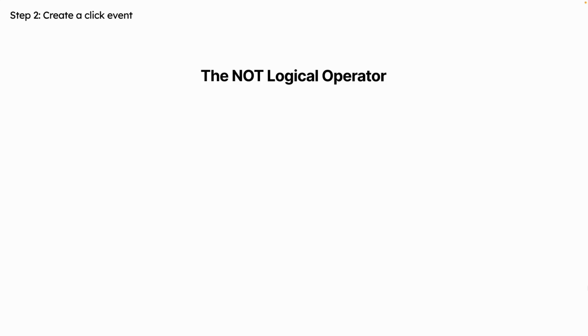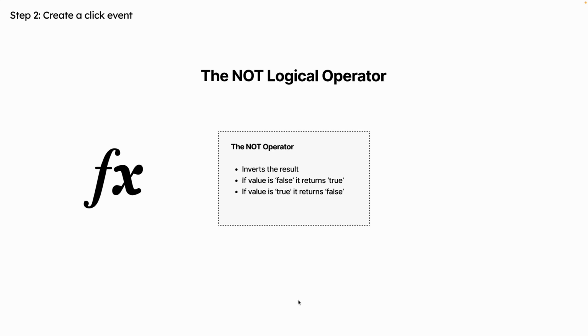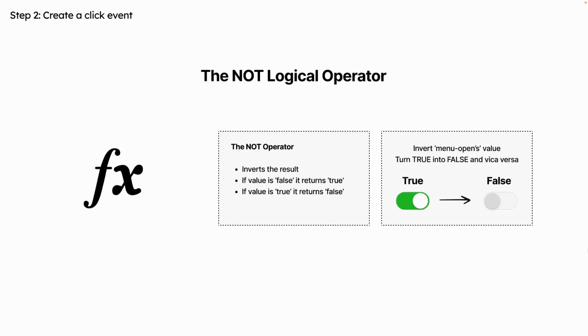Now, fortunately, Toddle comes with a number of built-in formulas, one of which is called the not formula, or officially the not logical operator. And what this does is it takes any input fed into it and it inverts the result. So if the input is false, it returns true. If the value is true, it returns false. And if you think about it, that's exactly what we want it to do. We want it to look at the value of the variable, and if that value is true, change it to false, and if it's false, change it to true.